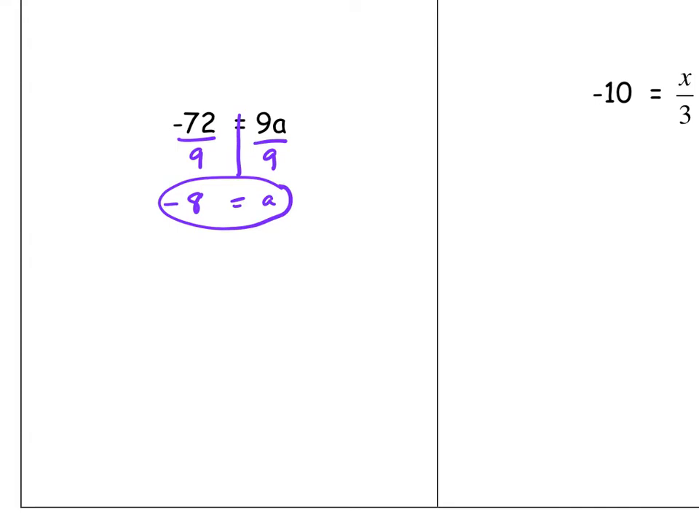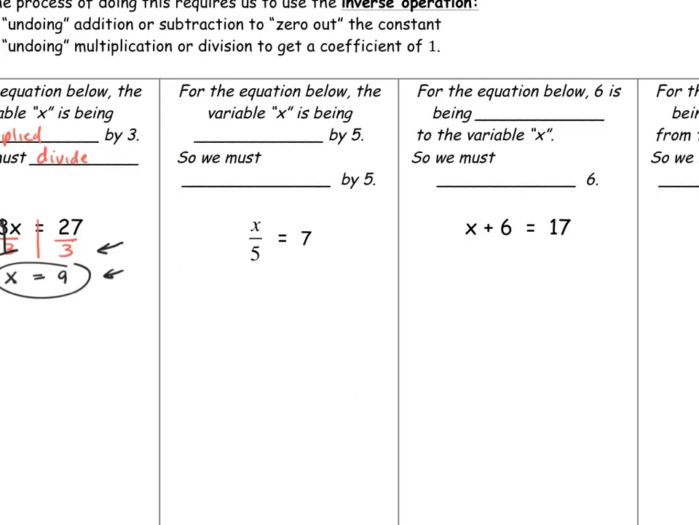Let's move to the front side again in our second operation. For this equation below, x is being divided by 5. So we must do what? We must multiply by 5, the inverse operation.